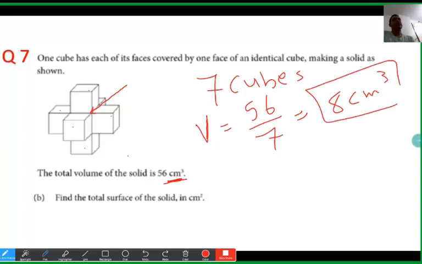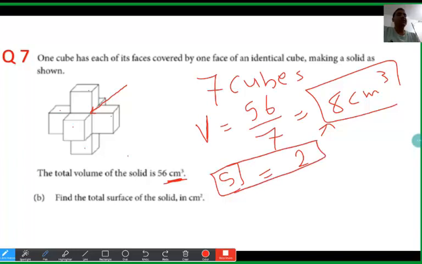And from this information I can find the side length of each cube, which is 2, because 2 times 2 times 2 is 8. As you know, the volume of a cube is the side length cubed. So the side length of each cube is 2 centimeter. Now let's find the total surface area of the solid. We need to find the surface area of this shape.